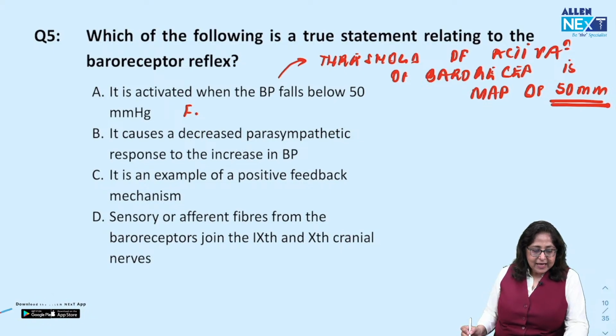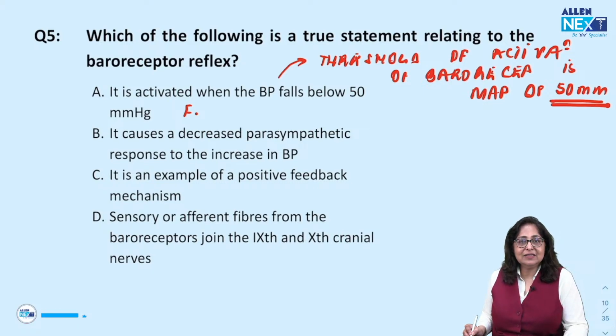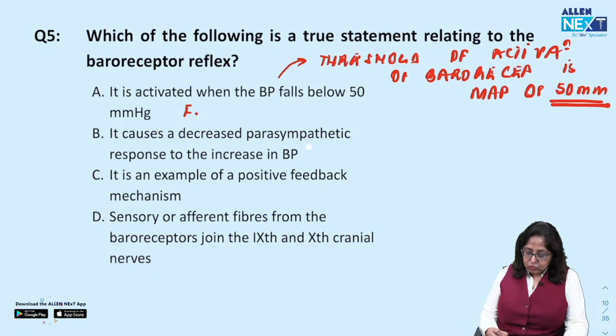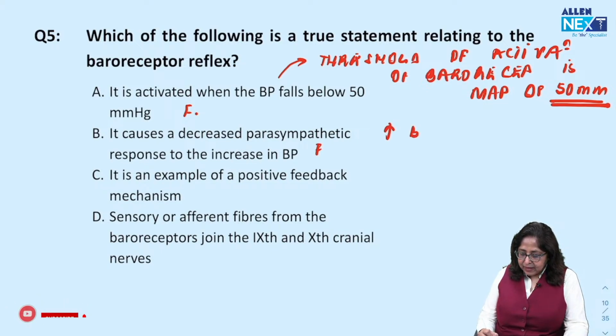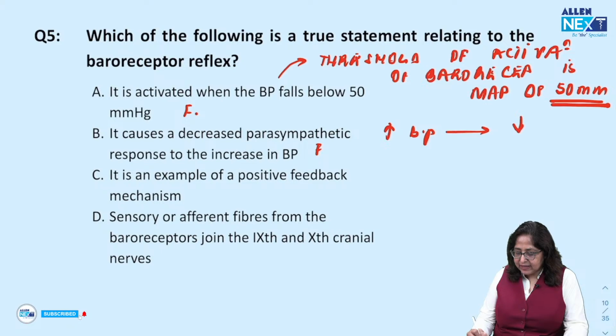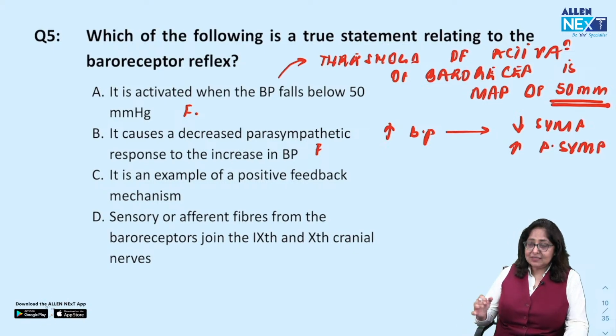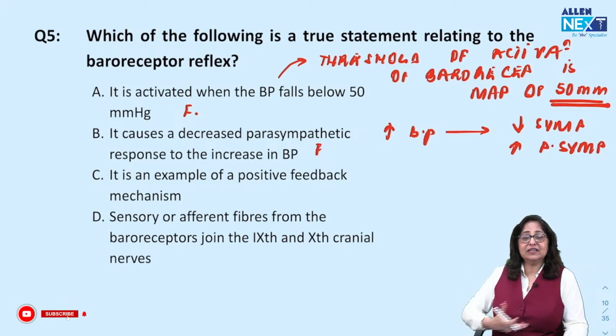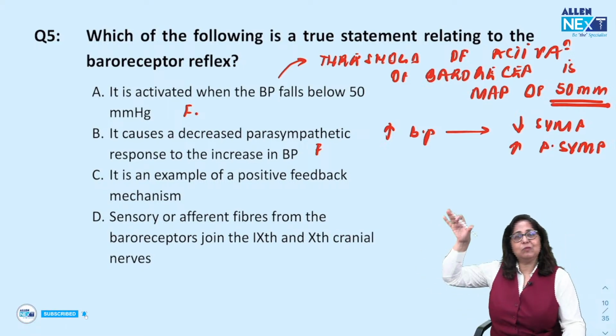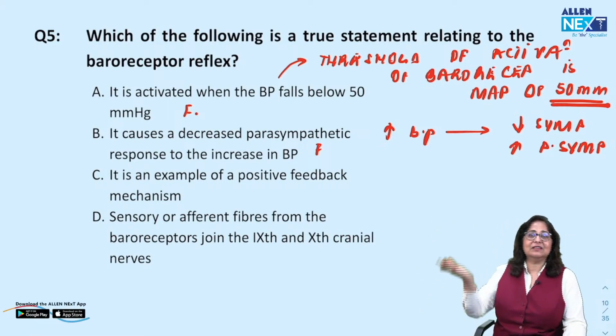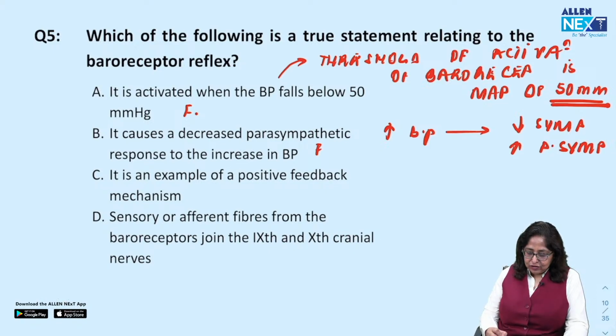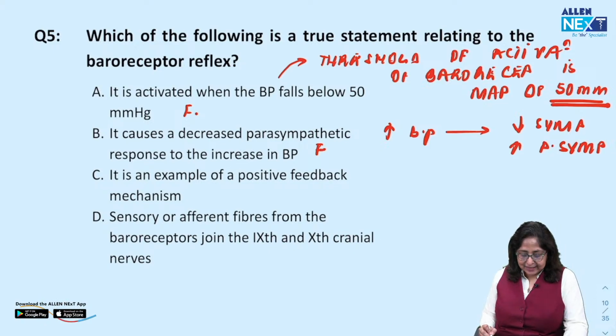Option B says it causes a decreased parasympathetic response to an increase in BP? No. This is also a false statement, because what happens if there is an increase in BP? The reflex response is a decrease in sympathetic and increase in parasympathetic. So parasympathetic outflow increases. If there's an increase in BP, sympathetic response will decrease and parasympathetic will increase, right? So this also becomes a false statement.